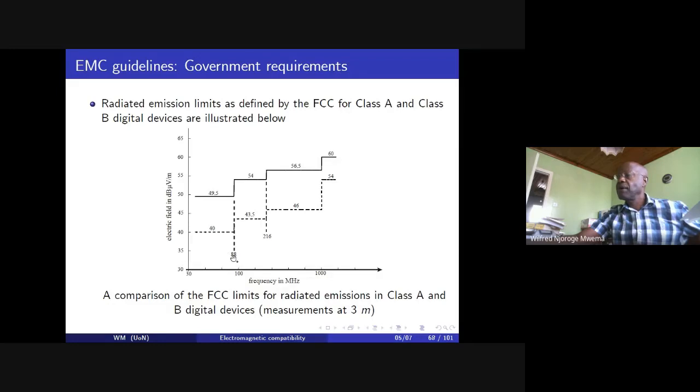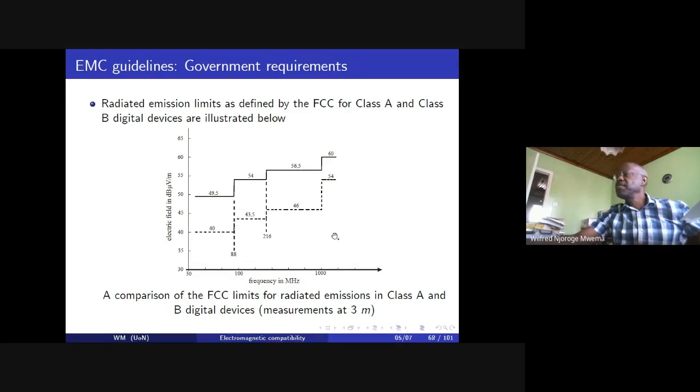So if you are making your equipment, you have to make sure that you measure its radiation under 100 megahertz, and it has to be less than 49 for industrial use. If it's a Class B one, it has to be below 40 dB with reference to a microvolt for the range 30 megahertz to 88 megahertz. Then it can produce more than that in the frequency range 88 to 216, but it should be no higher than 43.5, and so forth as you go along.